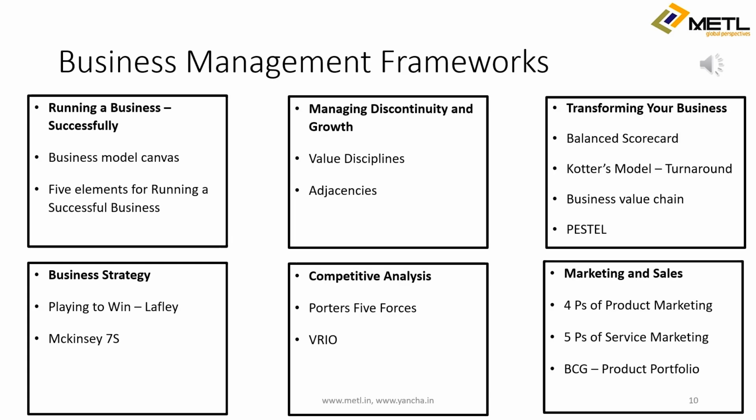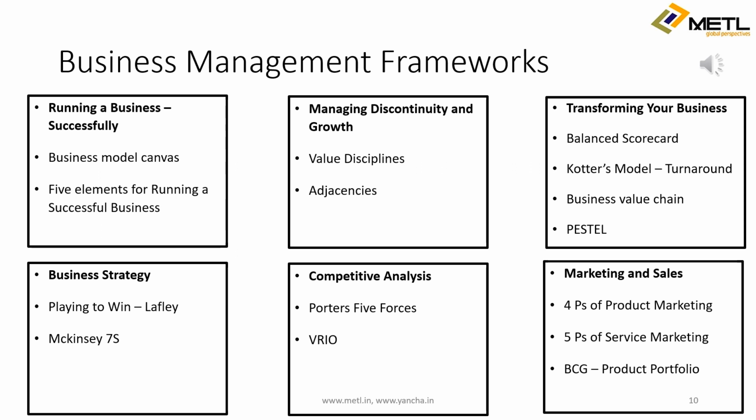There are many business management frameworks, but here I am just giving some of them which you can refer to when you're writing a case. For running a business successfully, use the business model canvas and 5 elements for running a successful business as identified by Ram Charan in his book. Managing discontinuity and growth, you can look at value disciplines and you can look at adjacencies. Transforming your business, you can look at balanced scorecard, Kotter's model for turnaround, business value chain, PESTLE.